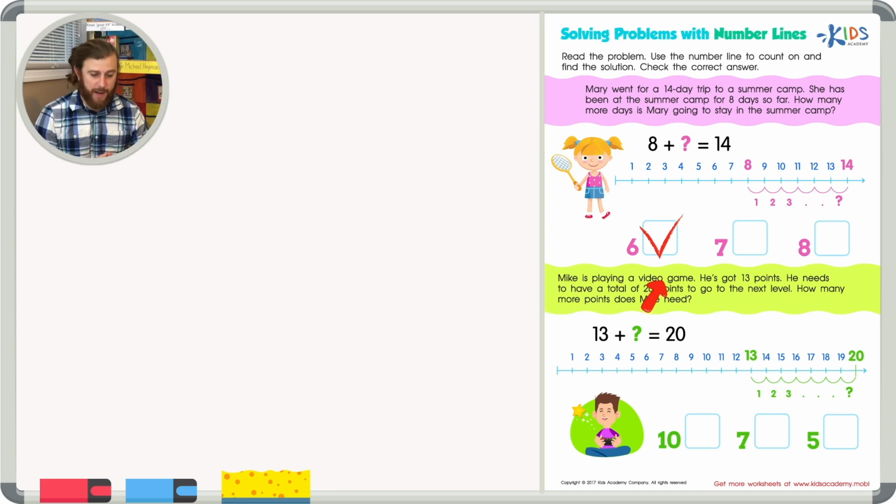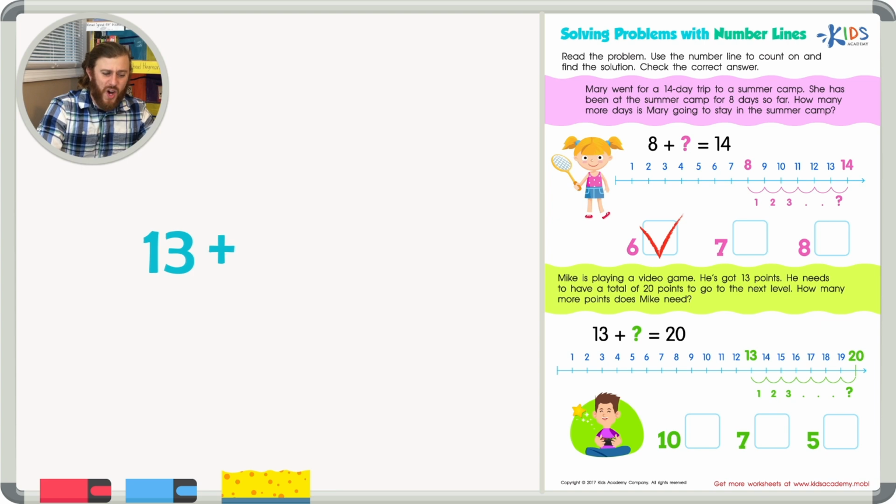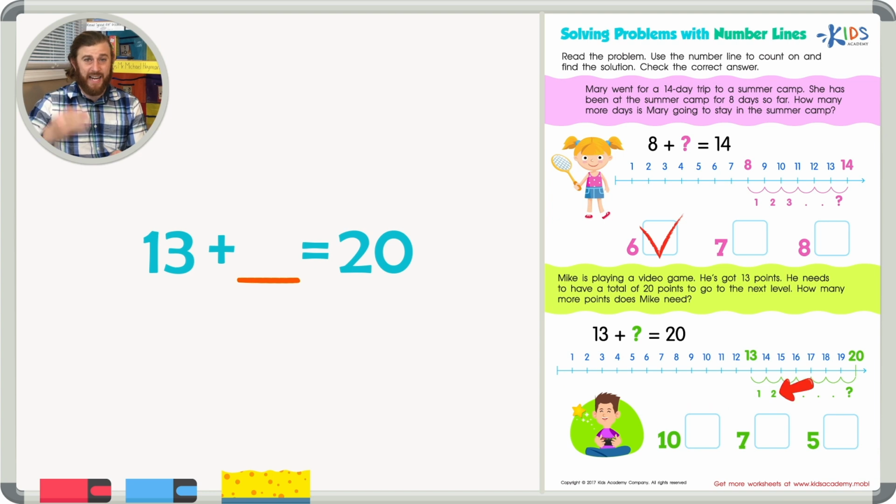Mike is playing a video game. He's got 13 points. He needs a total of 20 points to get to the next level. How many more points does Mike need? Again, we have the number sentence, 13 points that he already has, plus an unknown number of points to get to 20 points, or our answer, so that Mike can get to the next level. We can use our number line and count on starting at 13 all the way to 20, and we'll see how many numbers are in between 13 and 20, which will tell us the missing number.